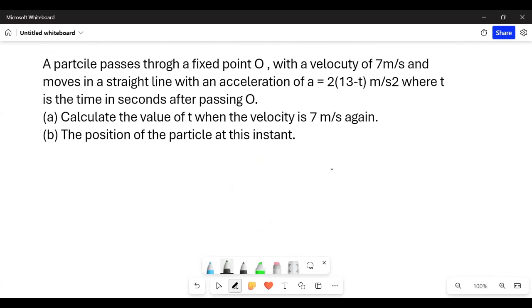A particle passes through a fixed point O with a velocity of 7 meters per second and moves in a straight line with an acceleration of 2 times (13 minus t) meters per second square, where t is the time in seconds after passing O. Calculate the value of t when the velocity is 7 again.